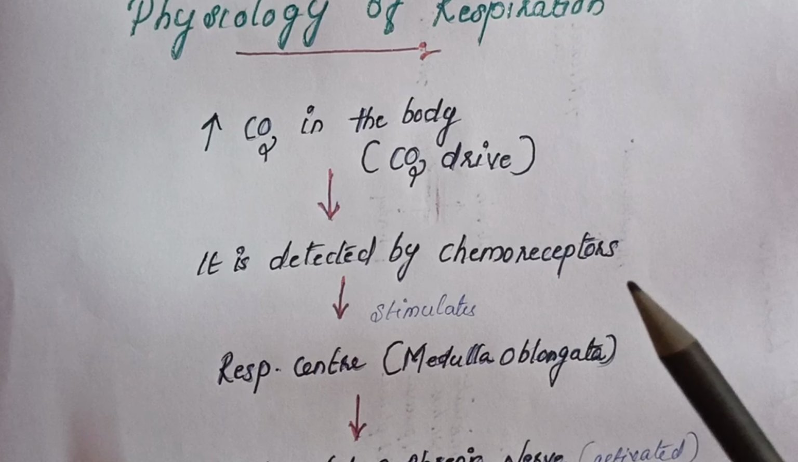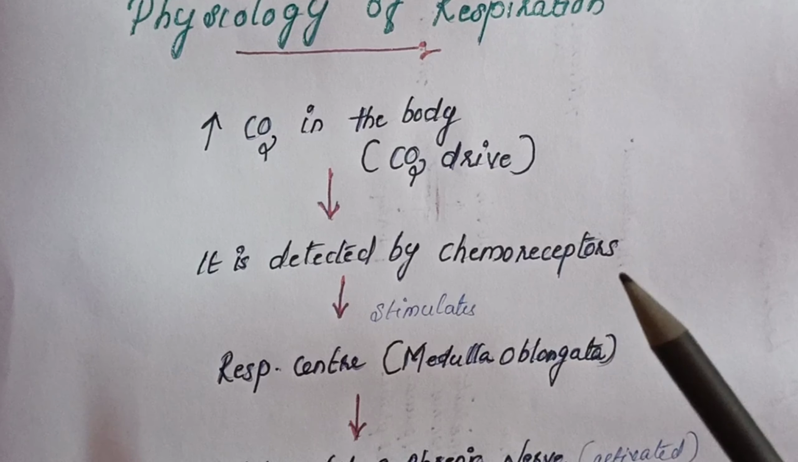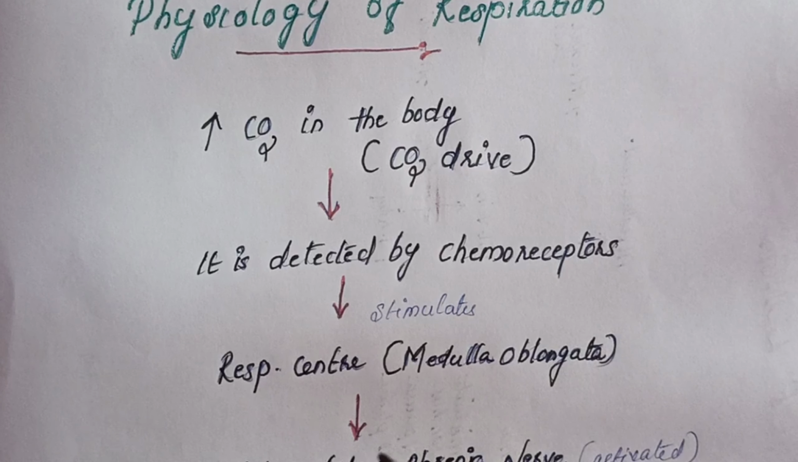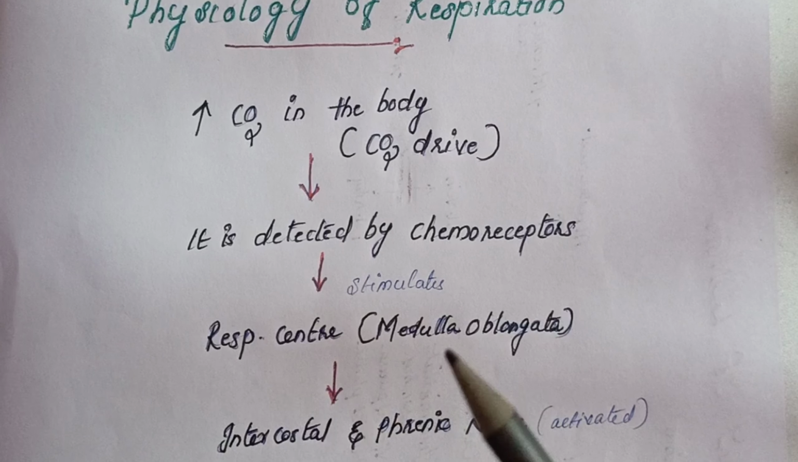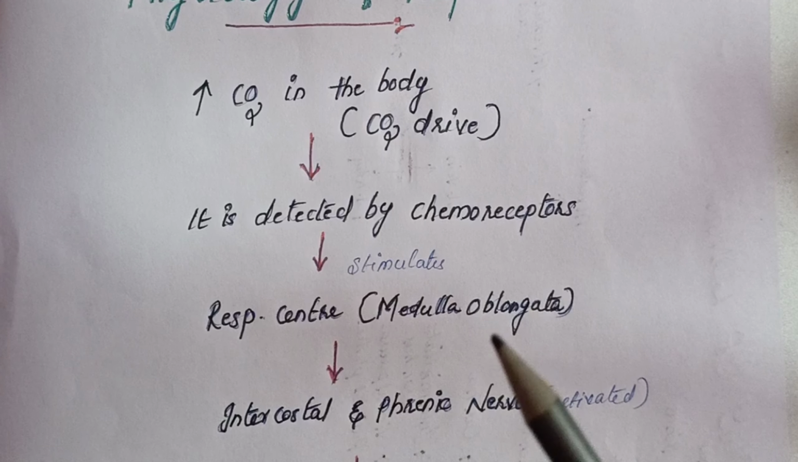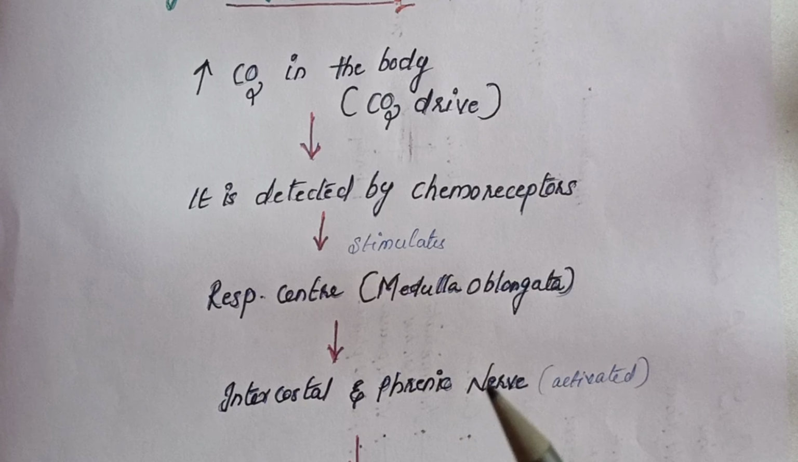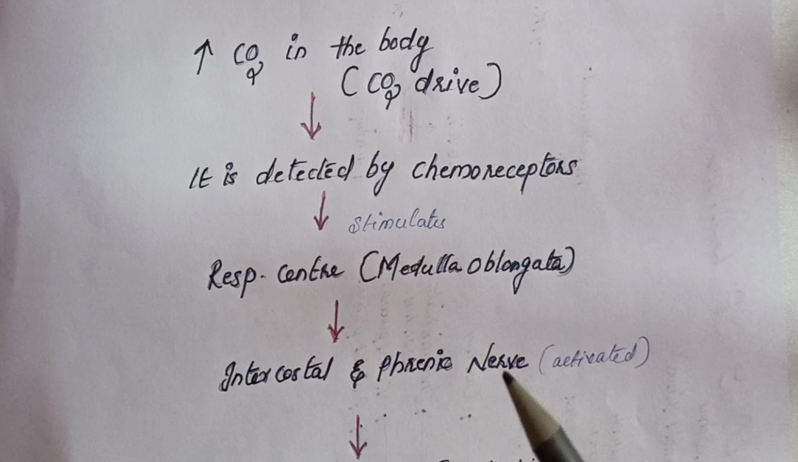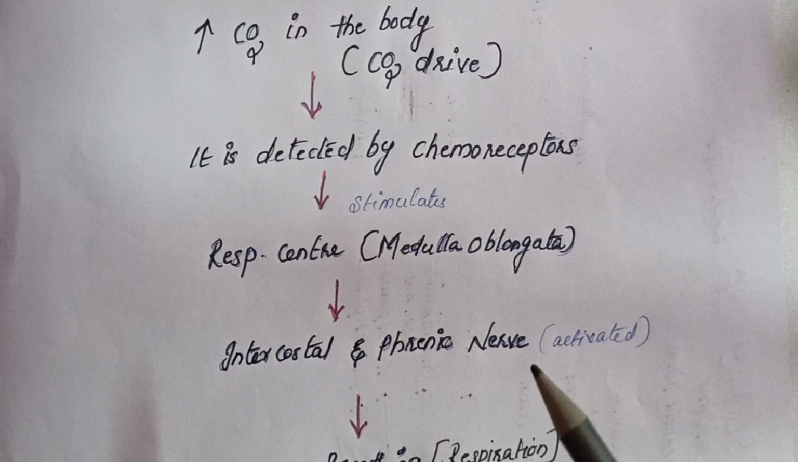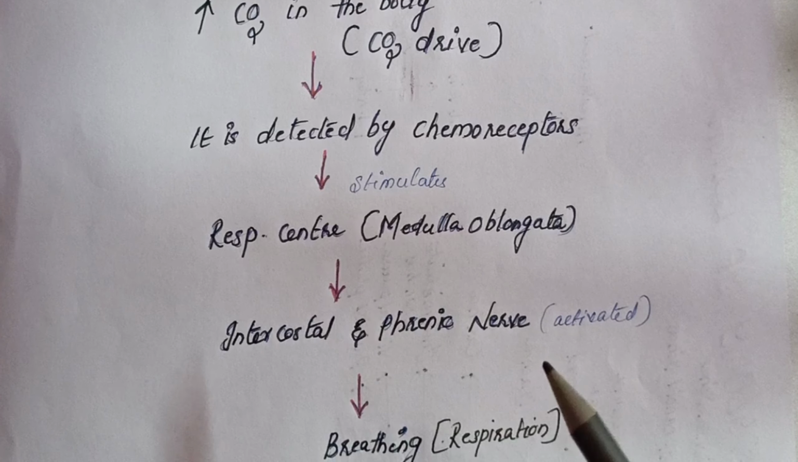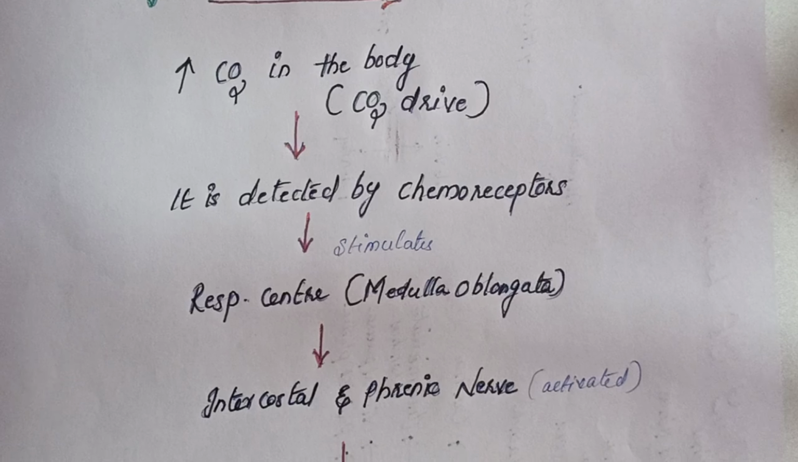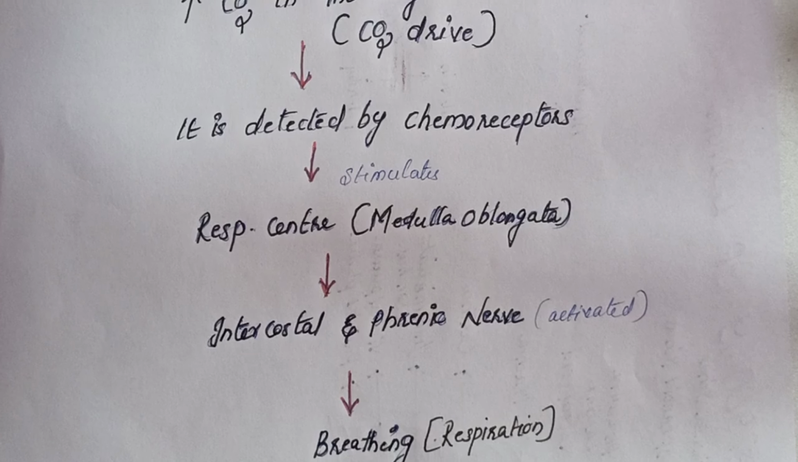So when these chemoreceptors identify the increased carbon dioxide level in the body, it stimulates the respiratory center in the medulla oblongata. When the respiratory center gets activated, it sends signals to the intercostal and the phrenic nerves. These nerves are present in the intercostal muscles and the diaphragm. So these intercostal muscles and the diaphragm helps for the respiration.